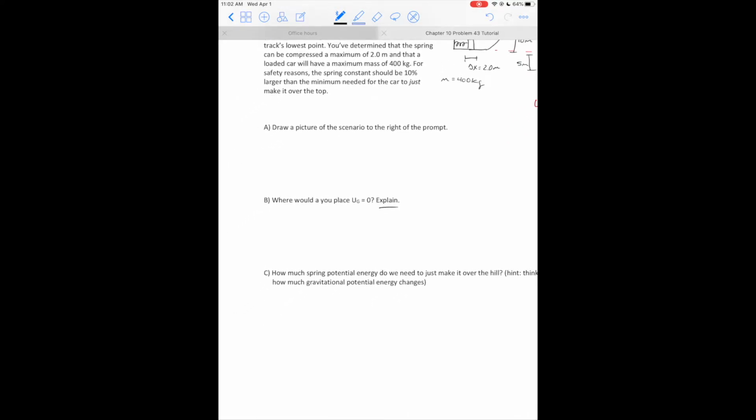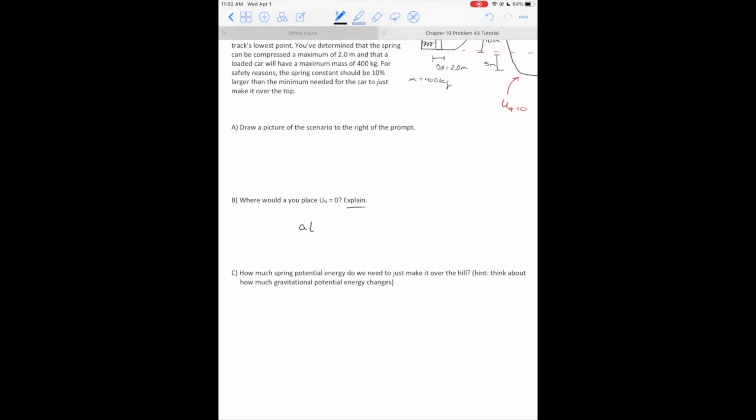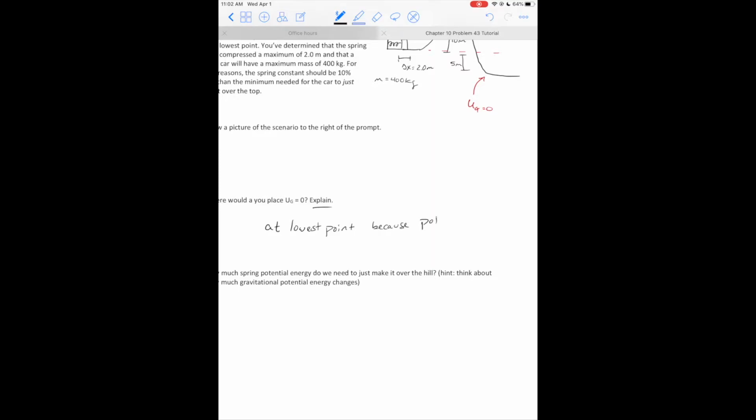So where would I place it? I would probably place it at the very bottom, at the lowest point, because that's 0, right? And then I'm going to have everything be positive for my potential energy. So then potential energy due to gravity will be positive. So now positive everywhere.